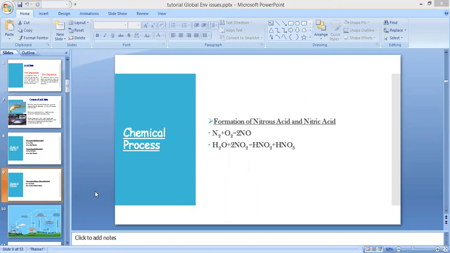Then again, the chemical process for the formation of nitrous acid and nitric acid. So N2 plus O2, as in the earlier step where we did S plus O2, gives rise to 2NO. And H2O, when it reacts with 2NO2, gives rise to HNO2 plus HNO3. So this is how nitrous acid and nitric acid are generally formed.